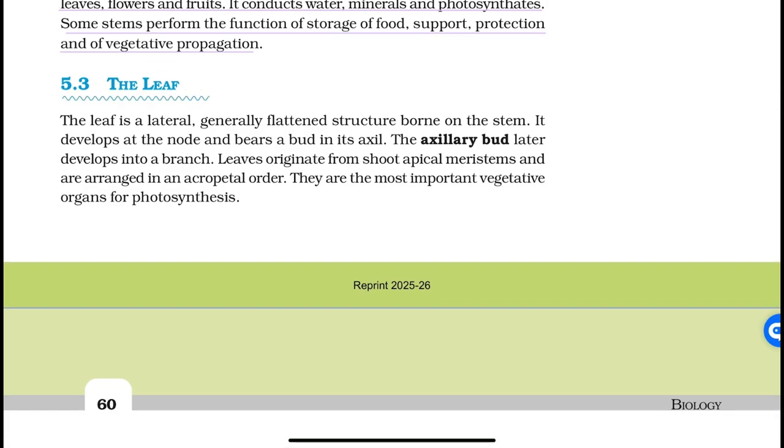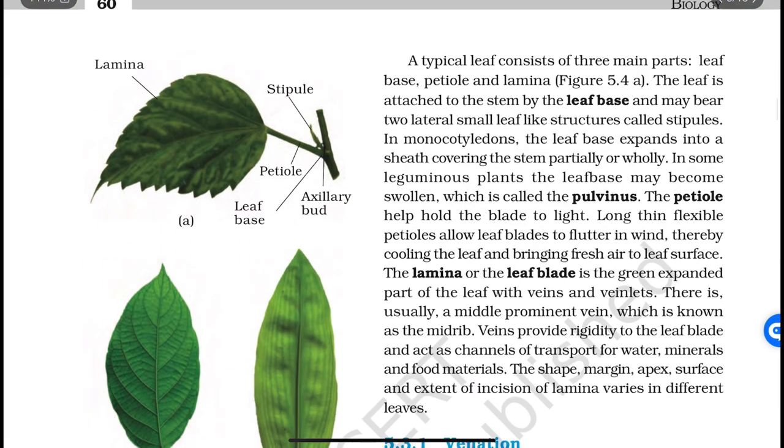The leaf. The leaf is a lateral, generally flattened structure borne on the stem. It develops at the node and bears a bud in its axil. The axillary bud later develops into a branch. Leaves originate from shoot apical meristems and are arranged in an acropetal order. They are the most important vegetative organ for photosynthesis. A typical leaf consists of three main parts: leaf base, petiole, and lamina. The leaf is attached to the stem by the leaf base.